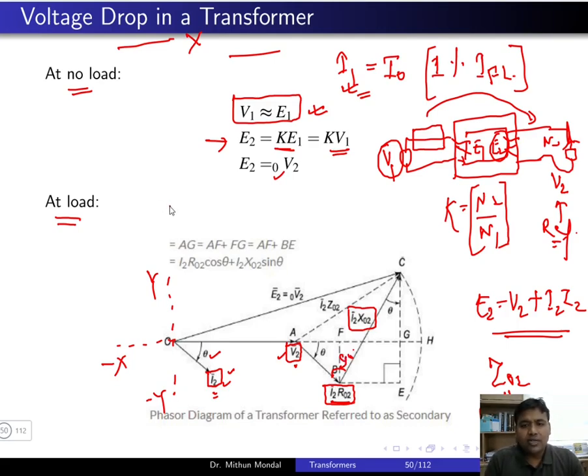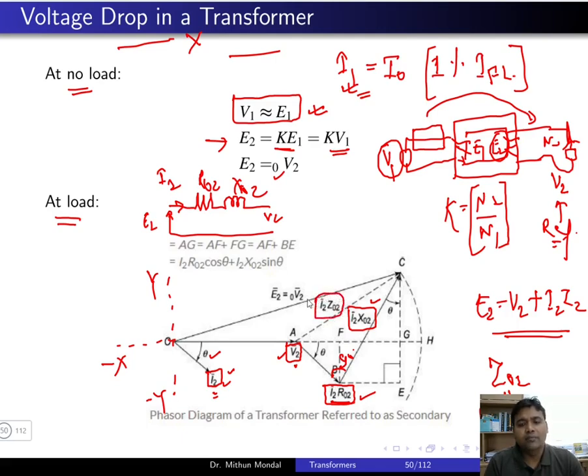If you have an ordinary circuit concept, this is your resistance and this is your reactance, and you have a voltage E2 here. So you have to get V2 on this side. The current flowing is basically I2, and the total resistance and reactance are R02 and X02. So I2 into R02 is the drop in the resistance, and I2 X02 is the total drop in the reactance. Hence we can get the vector sum of the drop in the resistance and the reactance as the impedance drop.